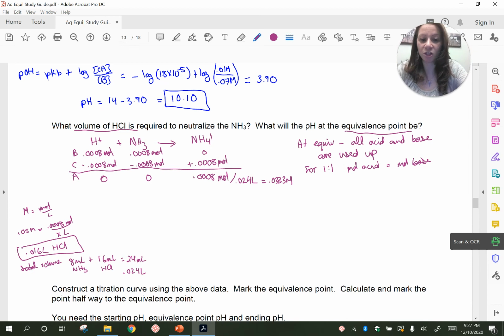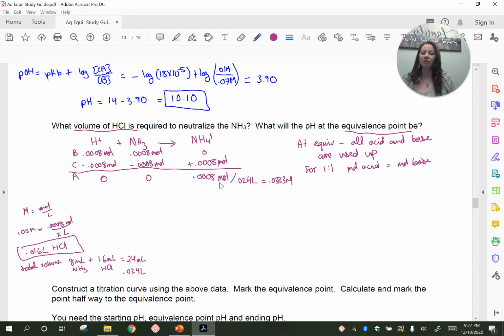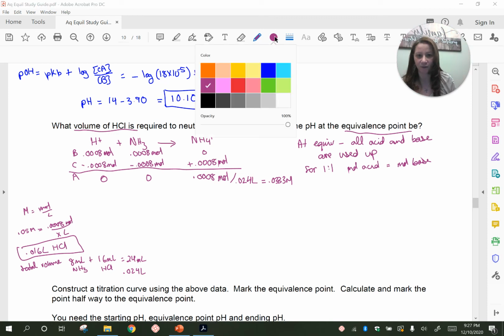The second question is, what is the pH? To find out the pH, you do your BCA table, which we just did, and then you look, what are you left with? Well, I'm left with only the ammonium ion. Is ammonium ion neutral? No, it's not neutral. It can undergo hydrolysis. So that's how we're going to find the pH, by writing the hydrolysis equation, doing an ICE chart, and using that to find our pH. So let's do that.